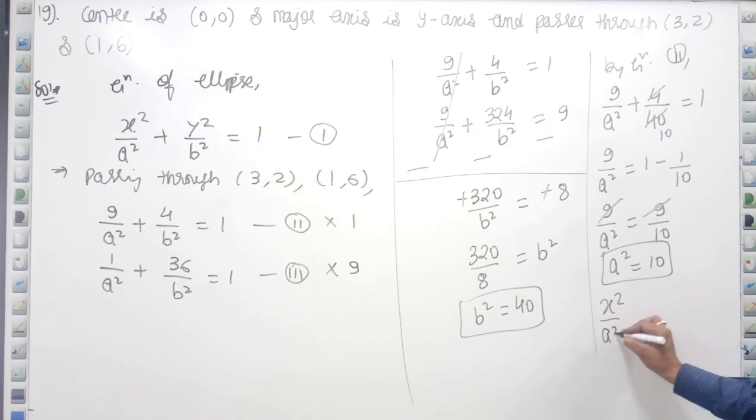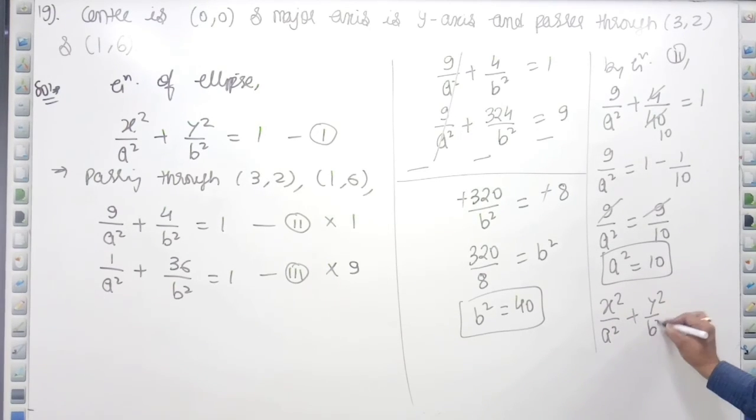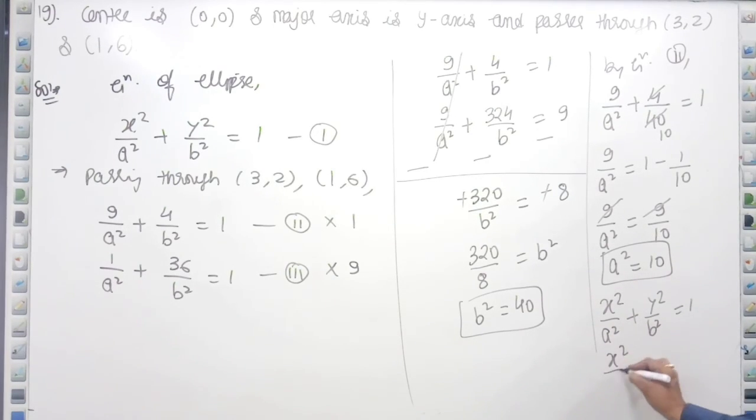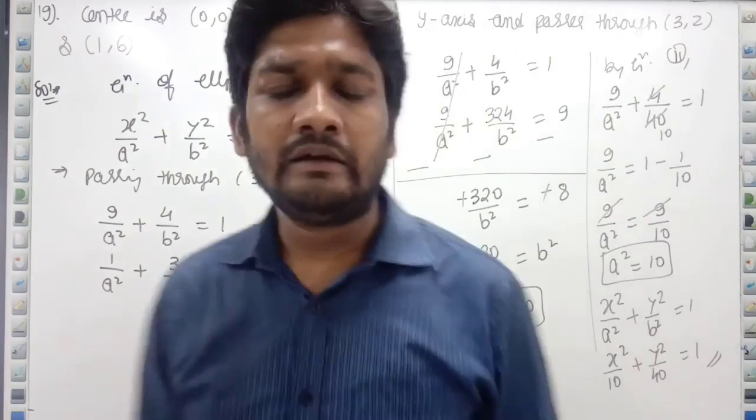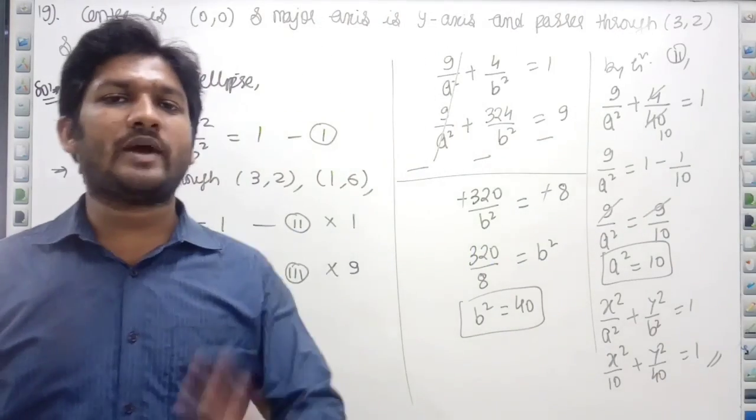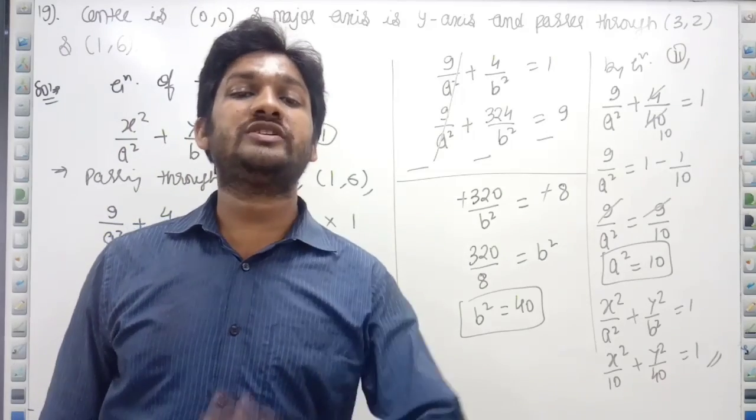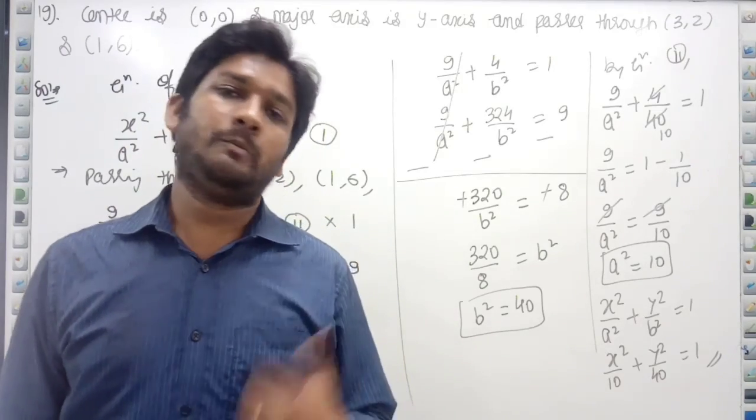x square by a square plus y square by b square equal to 1. x square by 10 plus y square by 40 equal to 1, and this is the answer. I hope these questions are clear. Question number 20 is the same, so I am not solving it. If there is any question that I have skipped that you want me to solve, please ask.